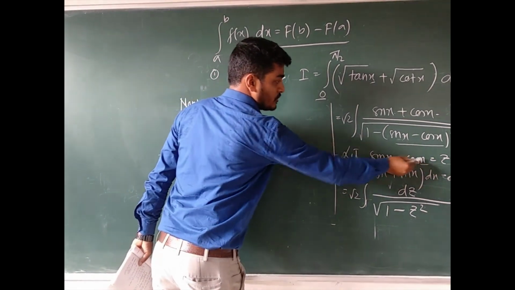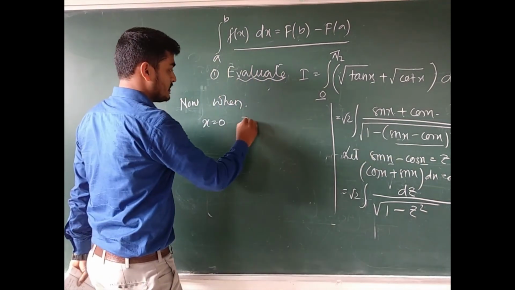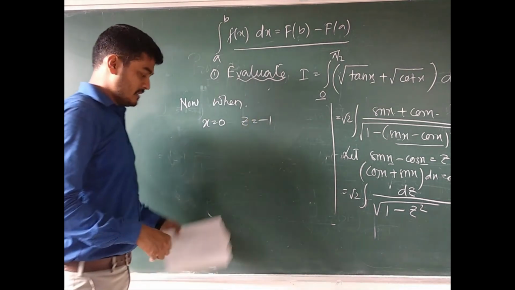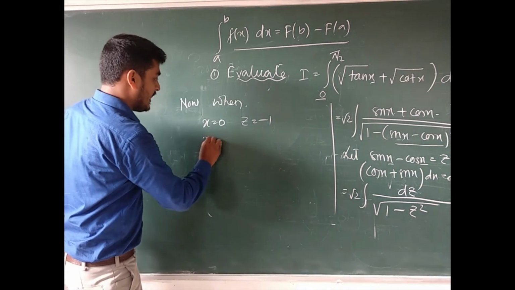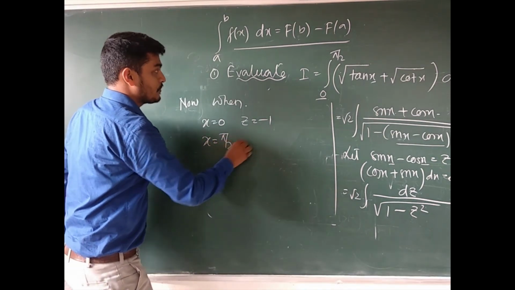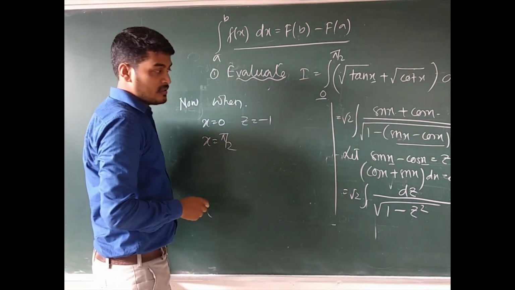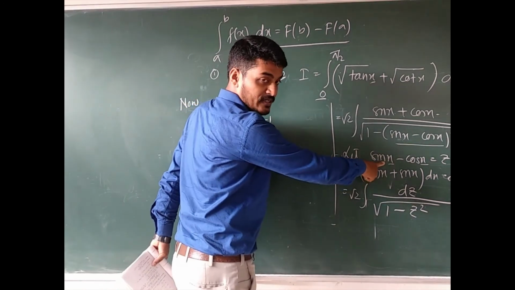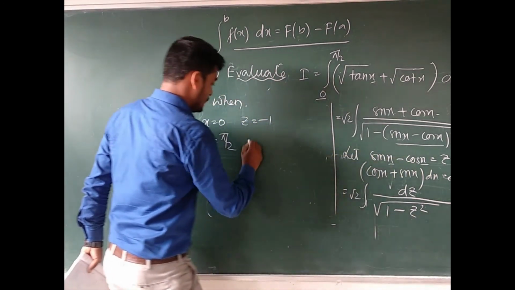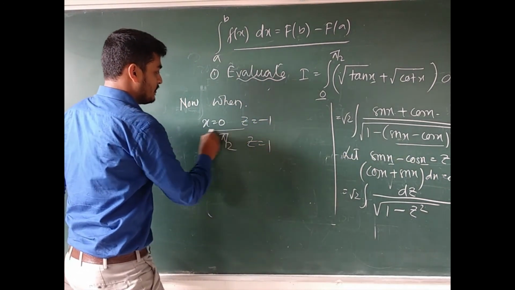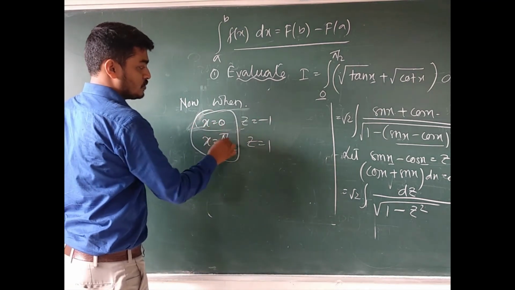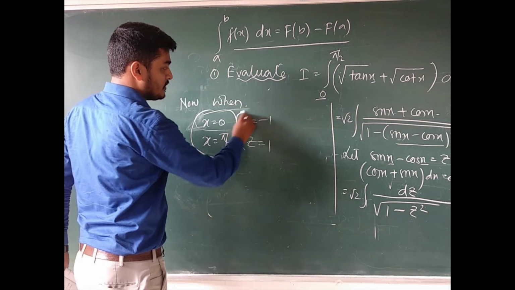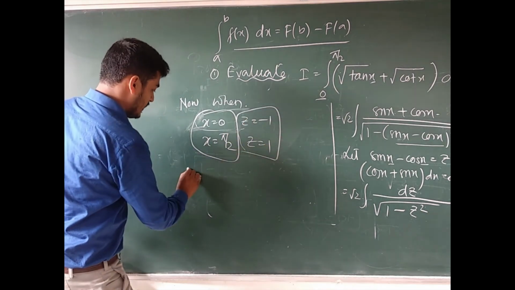Sin 0 is 0, cos 0 is 1, so the answer is z equal to minus 1. Am I correct? I hope you are getting my point. So z is equal to minus 1 when x is equal to 0. When x is equal to pi by 2, sin 90 degree is 1 and cos 90 is 0, that means z is equal to 1. So the given limit is 0 to pi by 2, and the new limit is minus 1 to 1.